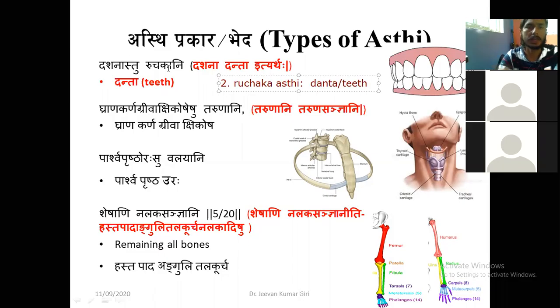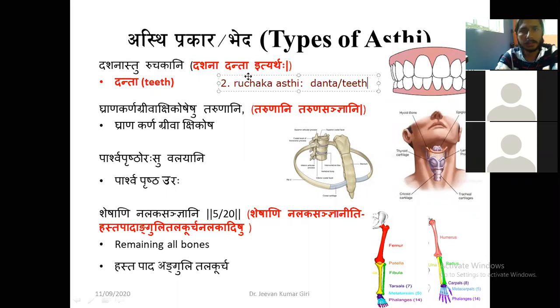So dasanastu ruchakani by Susruta. Susruta told that the asti of dasana is the ruchaka asti. Dasana means danta. So these are the ruchaka asti.